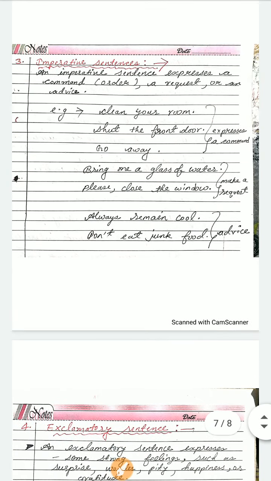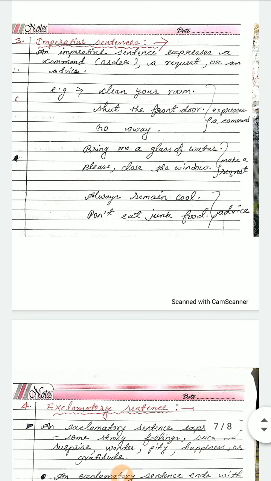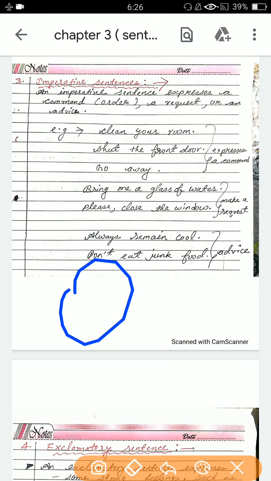Now let's move to the third kind of sentence, that is imperative sentences. What is an imperative sentence? An imperative sentence expresses a command, that is an order, a request or an advice. Such a sentence which expresses a command, request, or advice is called an imperative sentence. This kind of sentence usually ends with a full stop.